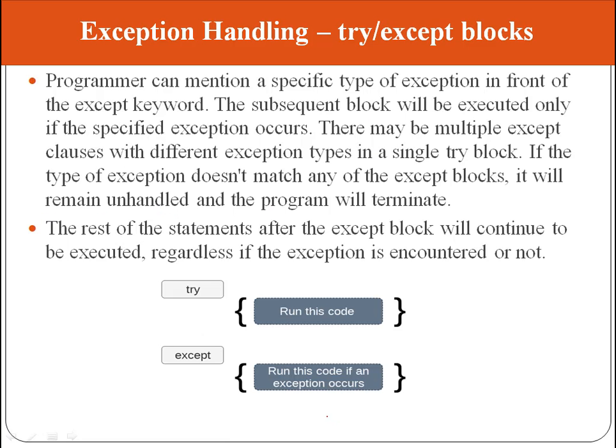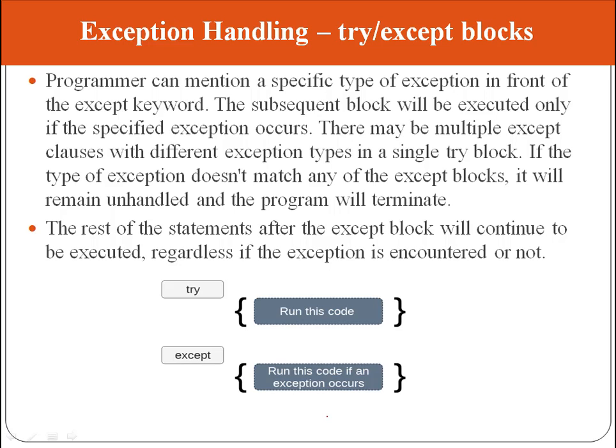The programmer can mention a specific type of exception in front of the except keyword, like division by zero. The subsequent block will be executed only if the specified exception occurs. If an exception like division by zero has occurred, whatever block has been written corresponding to this exception, that block will be executed.